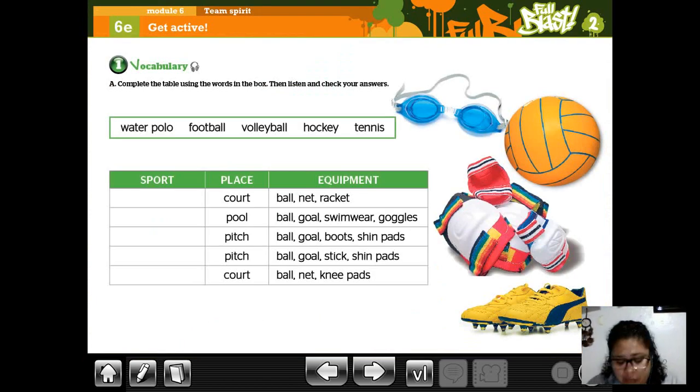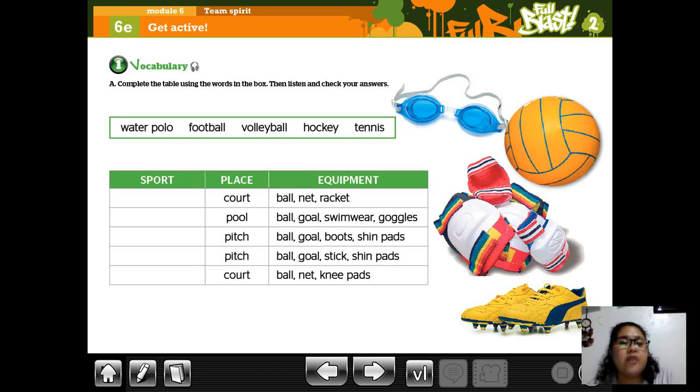First of all, let's talk about sports. Do you like sports? Do you like team sports such as football, baseball, volleyball, tennis? Okay. The first exercise that we have on page 80 is a vocabulary exercise. It says complete the table using the words in the box. Then listen and check your answers.